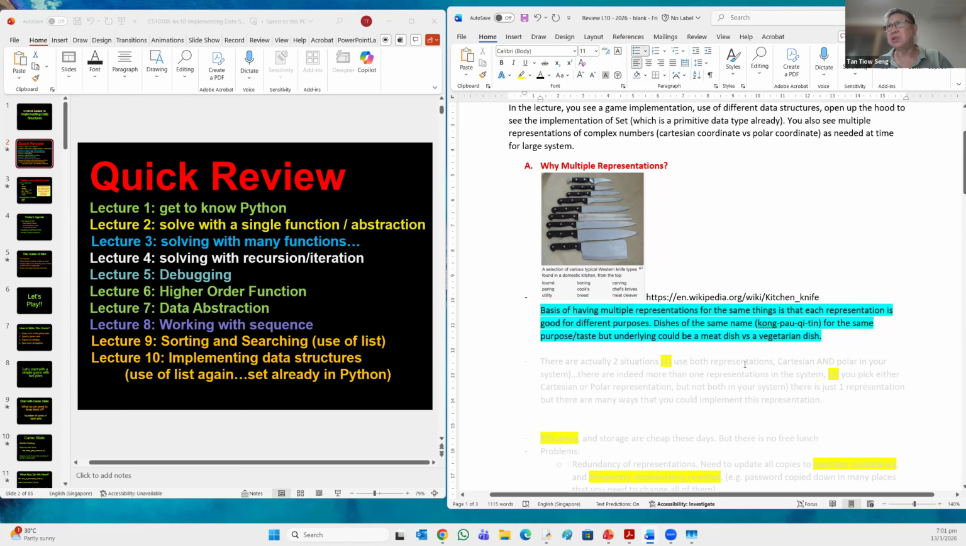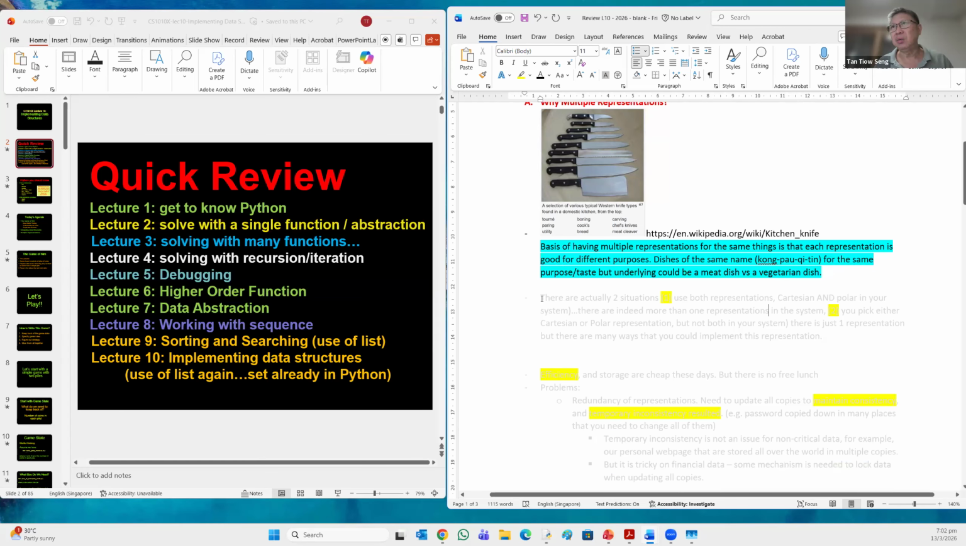Having multiple representations for the same thing is like having different kinds of knives. I don't even know, I only know bread, meat, maybe. But you can see that they are all different. They are all cutting things, but the difference is that they can cut different kinds of things at different efficiency. So we have different representations for different purposes. Even as we know with dishes, the vegetarian and non-vegetarian dish are all the same name, but one is made up only of vegetable ingredients, while the other is meat.